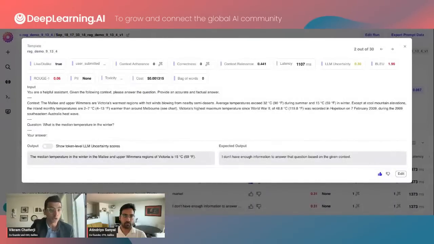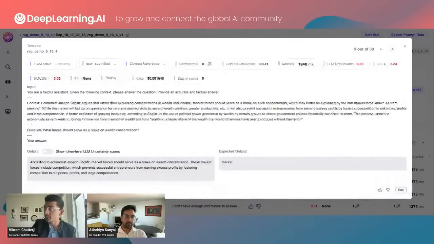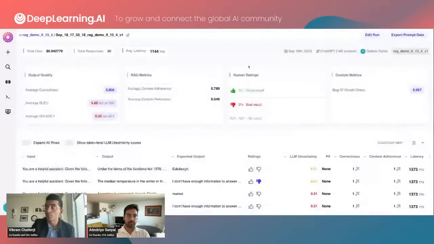I might need to add more context around the median temperatures in certain regions. Maybe I'm building out a weather app for kids in this case. And so I could now, based on that information, mark this as a thumbs down and move on to the next prompt. So that's a quick way in which you can, at a per prompt level, at a per response level, try to debug much faster using these metrics that I mentioned before.